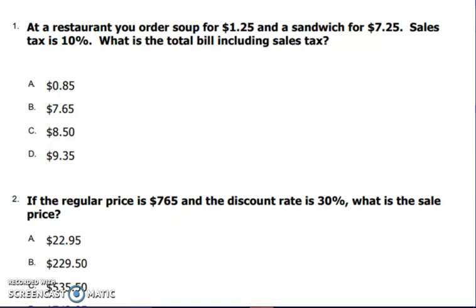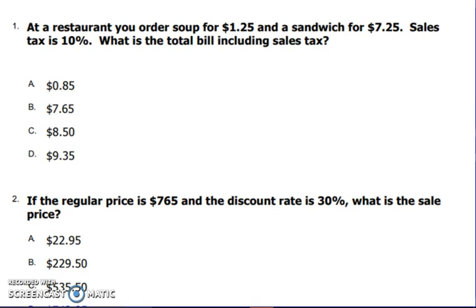All right, we are going to go over your consumer math part of your Unit 4 test. Let's take a look at question number 1. At a restaurant, you order soup for $1.25 and a sandwich for $7.25. Sales tax is 10%. What is the total bill including sales tax?